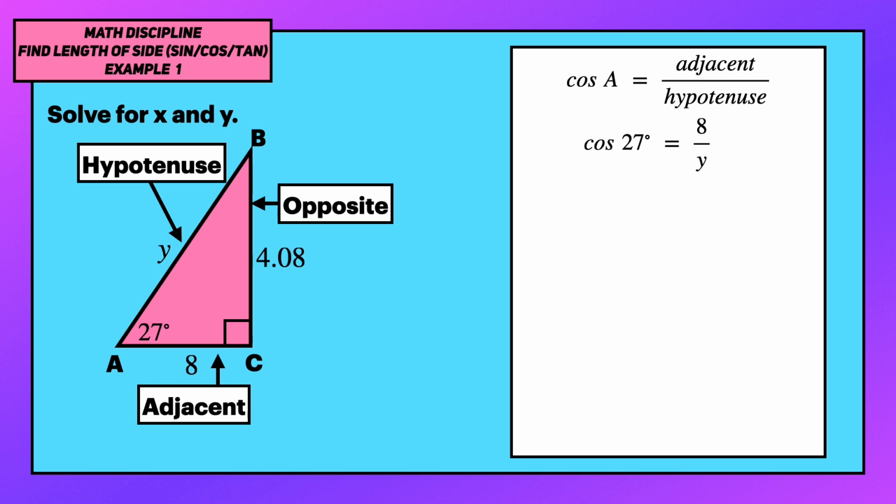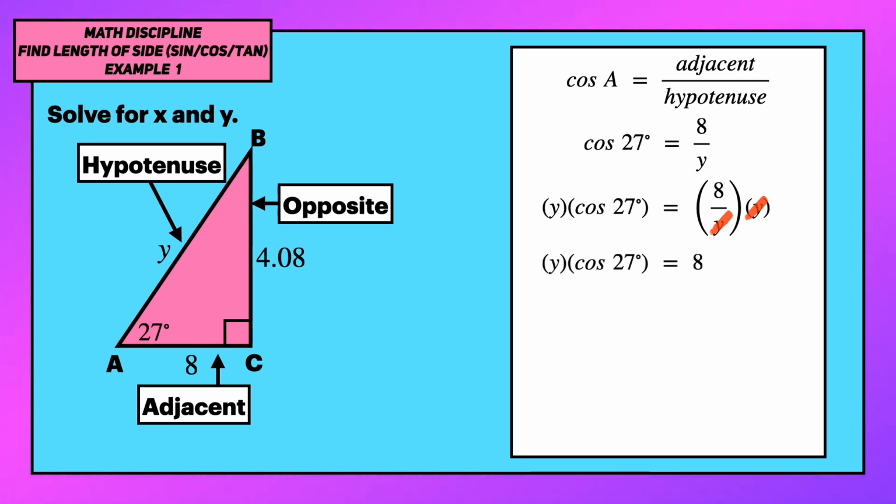Now just like before, in order to solve for our variable y, we need to isolate our variable on one side of the equation. In our equation, the number 8 is being divided by y, so in order to move the y to the other side of the equation, we do the opposite of division, which is multiplication. So we multiply both sides of our equation by y. When we do that, the y's on the right hand side cancel out because y divided by y equals 1. The shortcut method is to just think of this as if you are moving the variable y to the left side of the equation and doing the opposite of division, which is multiplication. So now we have y times the cosine of 27 degrees equals 8.